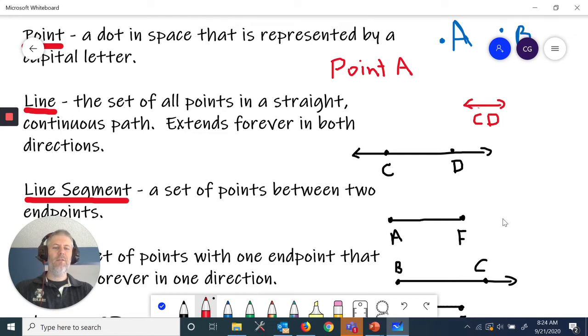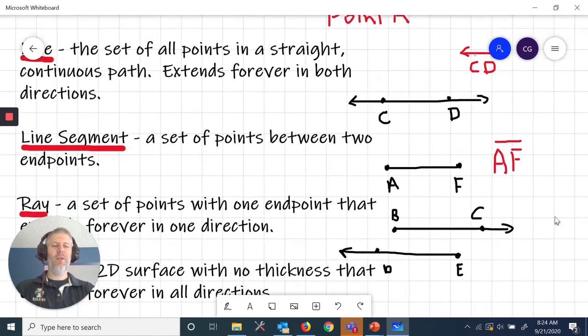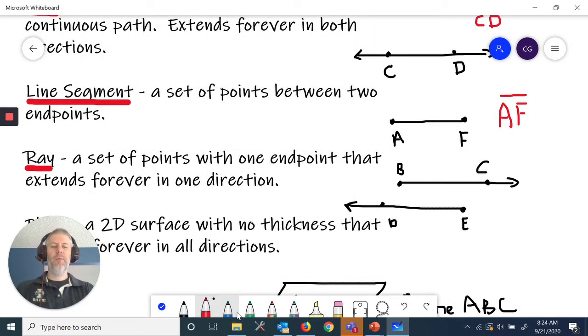Line segment, so this is AF, so you're already probably picking this up. We're going to use A and F as my endpoints. And the way this is different is we're just going to put a line segment on top with no arrows. No dots are necessary. We've had this discussion as a math department. I think it's okay if you put dots, but I generally will not put dots on mine.